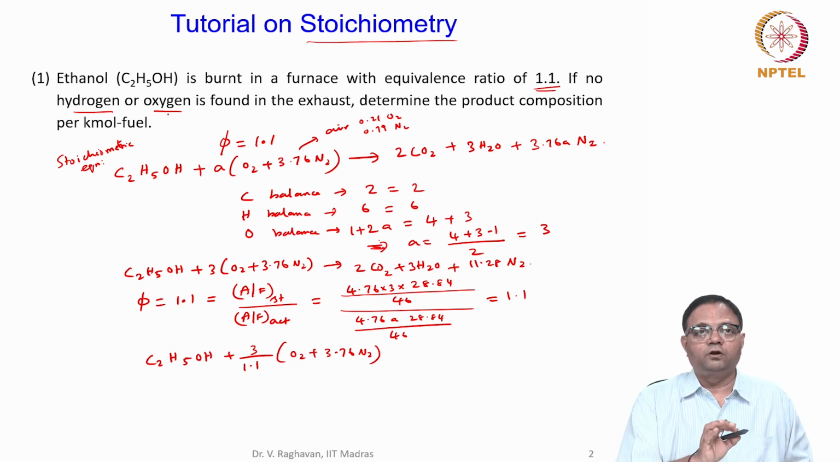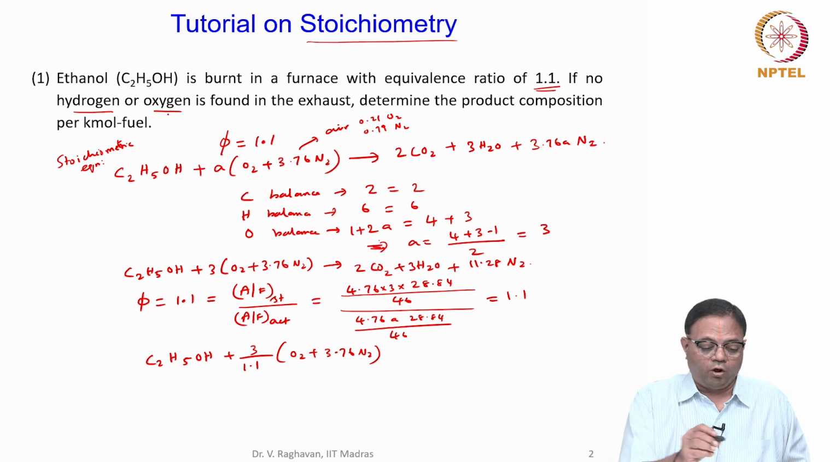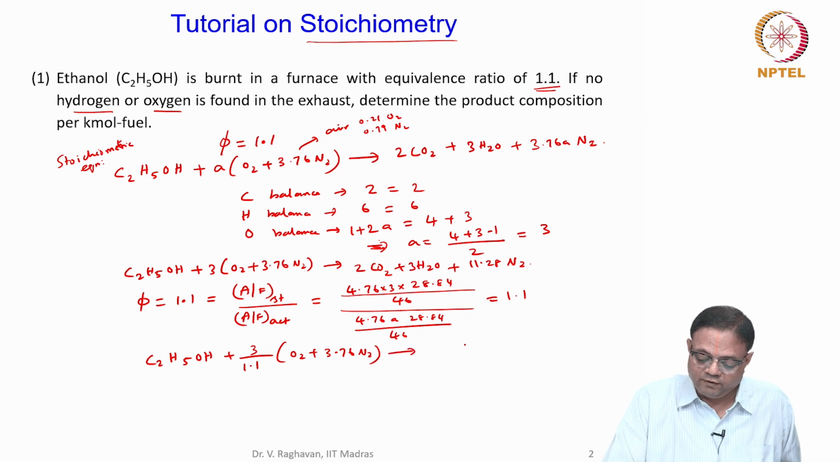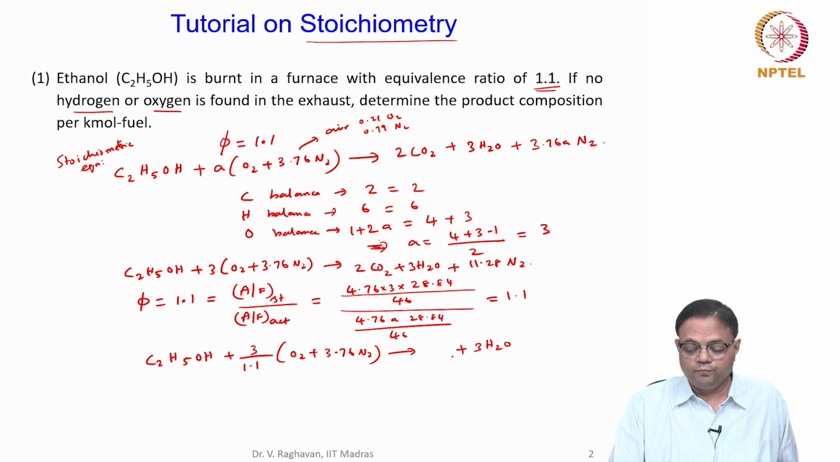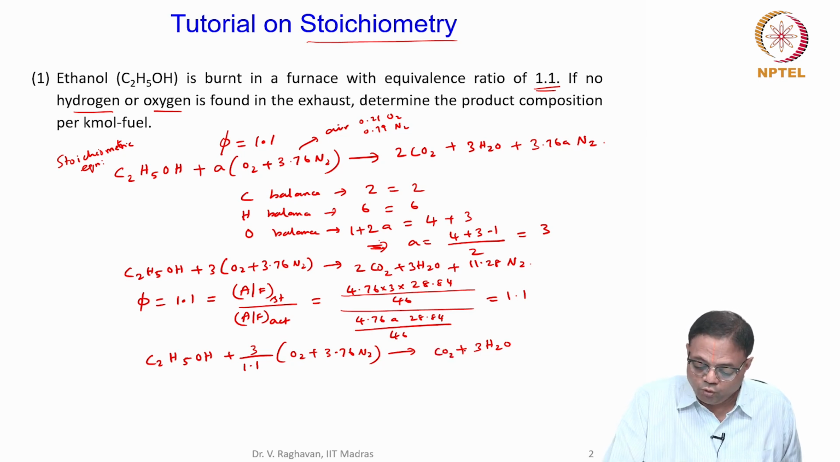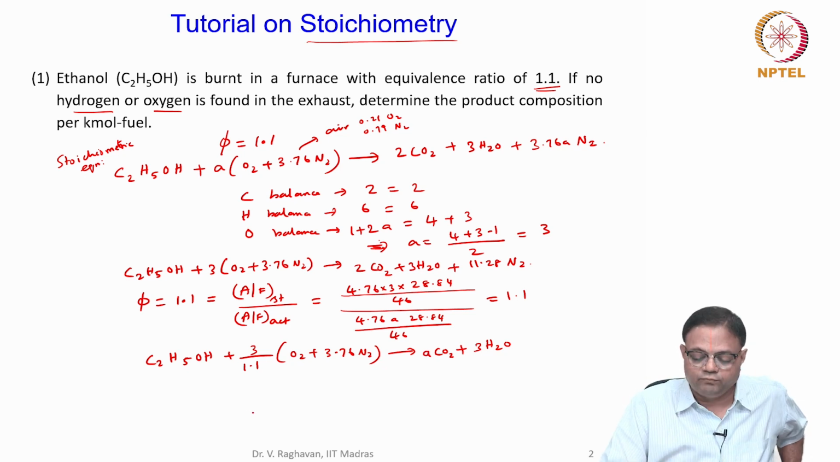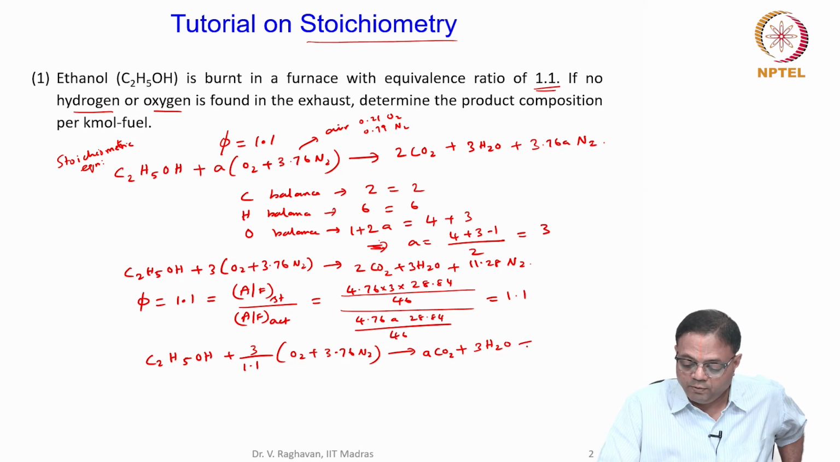So, hydrogen and oxygen are not found. That means all the hydrogen has converted into H2O. Okay, so that I can easily write. First I will write H2O 3 times, that is there in the product. Now CO2, if everything is converted, it will be 2, but it is not converted, so I will say A times CO2 is there, plus since oxygen is limited, I will say B times CO also is there, plus nitrogen says inert, that is 3 by 1.1 into 3.76 times N2 will be there.